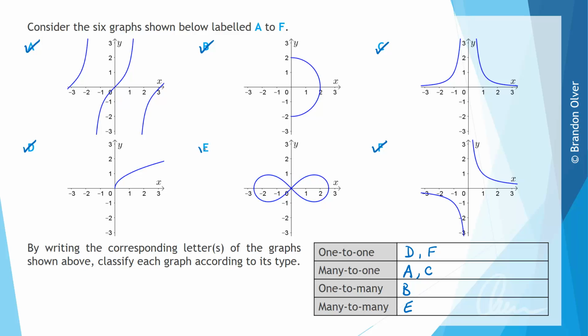So now we've ticked off all 6 graphs, and we've classified them according to their type of relationship that they exhibit between x and y.